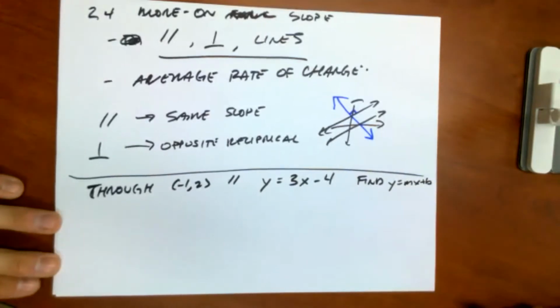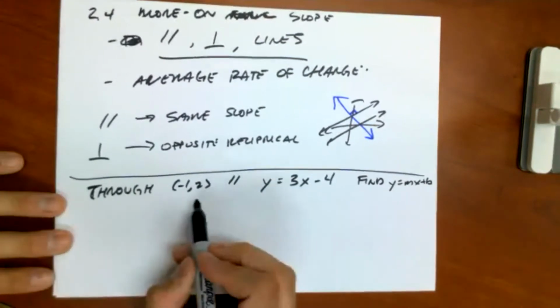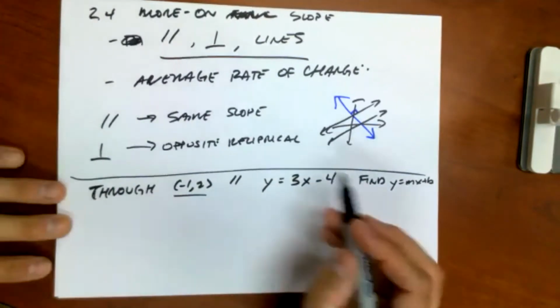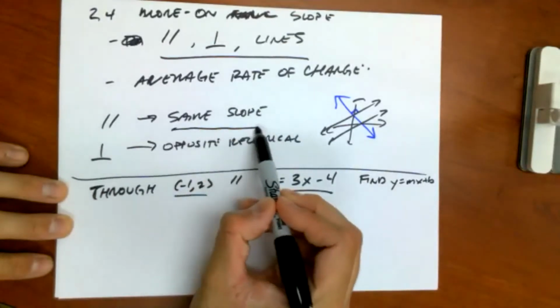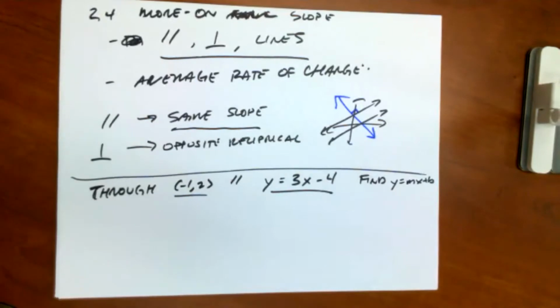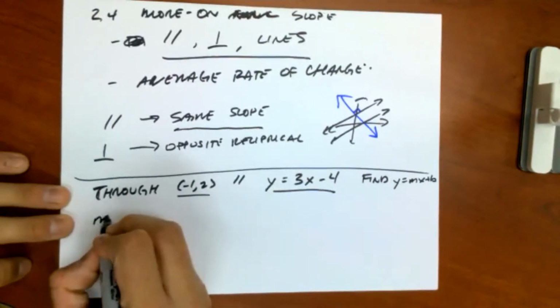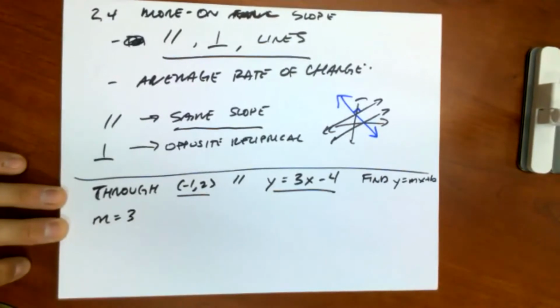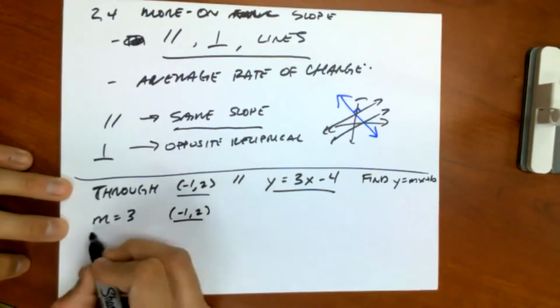And we want to find y equals mx plus b. Well, if our line goes through -1, 2, and we're parallel to this line, we know we're going to have the same exact slope. Because we're going to have the same slope, we're going to steal the slope from that line. So the slope from that line is 3, because it's the coefficient in front of x. And we know we go through -1, 2.